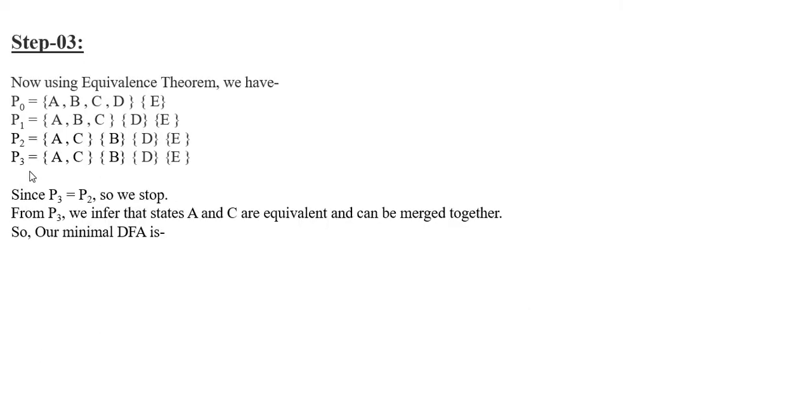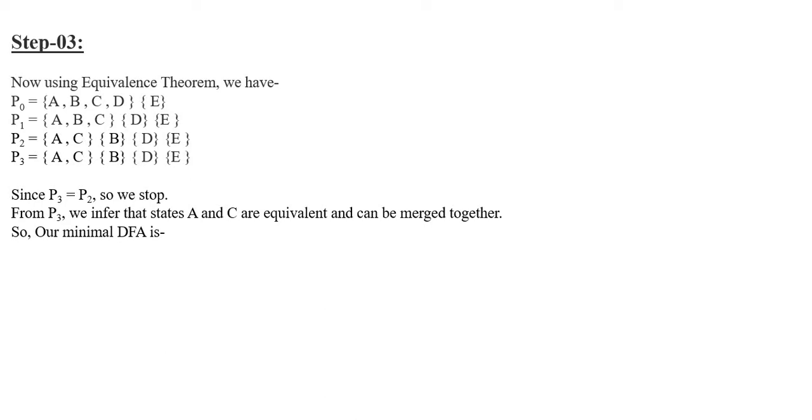No. So the next partition is also the same. P3 is equal to A comma C, B, D and E. So now P2 and P3, these both partitions are the same. So we stop. From P3 we infer that state A and C are equivalent and can be merged together. So now state A and state C are merged together.